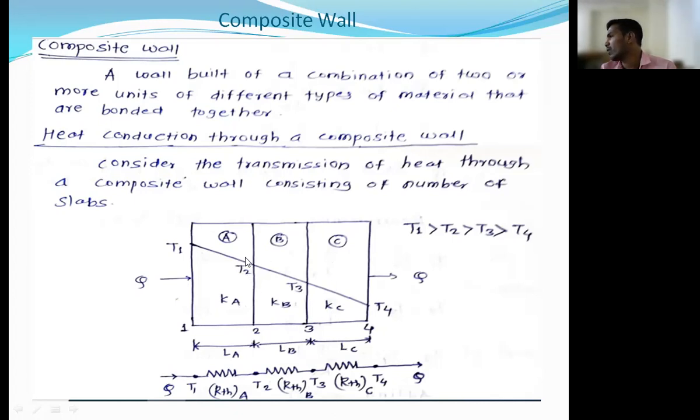Already we have discussed and derived the equation for the single plane wall. Now we have to derive the equation for a composite wall. And what is the meaning of composite wall? A wall built up of combination of two or more units of different types of material that are bonded together. Okay, so this is the composite wall having three materials. Each material has a different thermal conductivity. Suppose this is plate A having thermal conductivity Ka, this is plate B having thermal conductivity Kb, and this is plate C having thermal conductivity Kc. Okay, so now our aim is to calculate the rate of heat transfer through this composite wall.